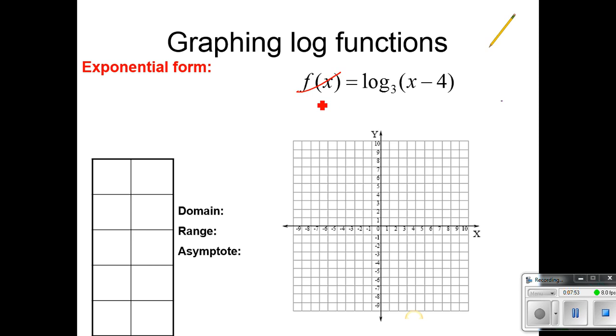I always take my y and put it in for f of x. That's the first thing I do. The second thing I do is I always like the y on the other side. I don't know why, but I'm just kind of crazy like that.